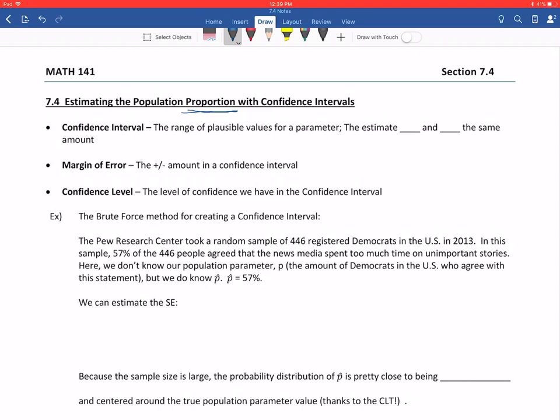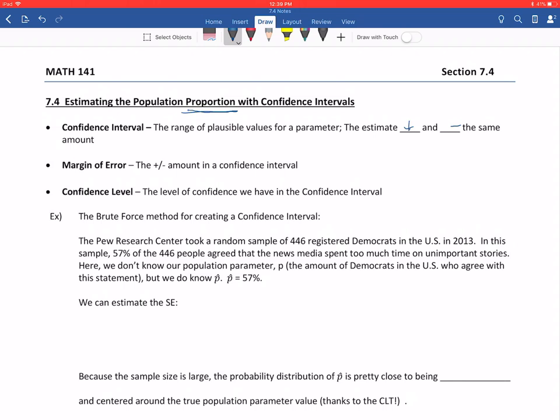Okay, so a confidence interval is the range of plausible values for a parameter. It's the estimate, like that statistic, that estimate that you get, plus or minus the same amount. The margin of error is that plus or minus amount. And we are going to assign different confidence levels to the different intervals that we make. Your confidence level is the level of confidence that you have in this confidence interval that you create.